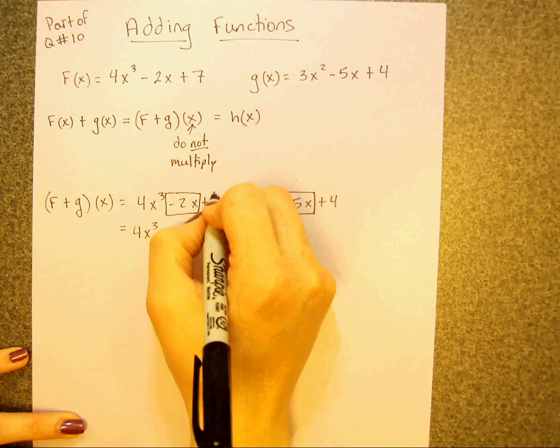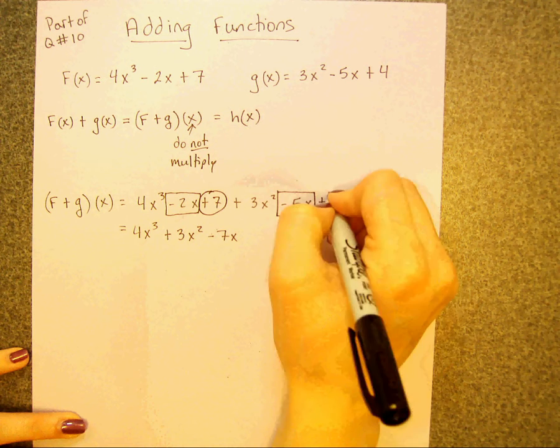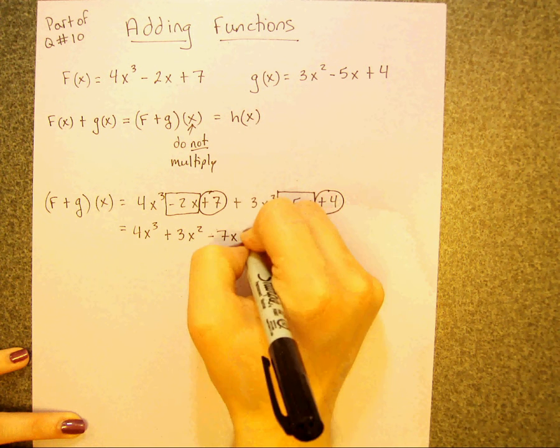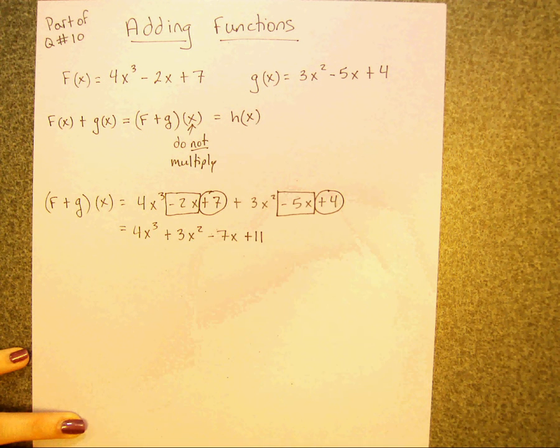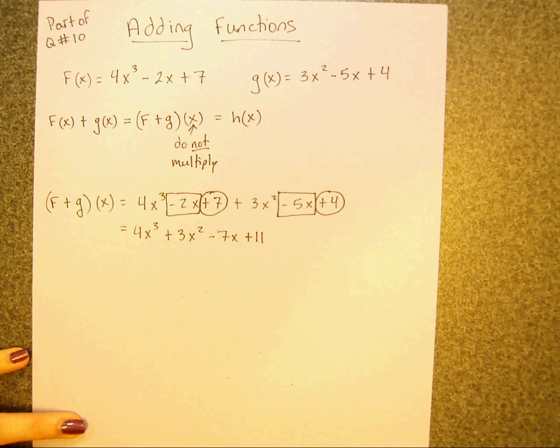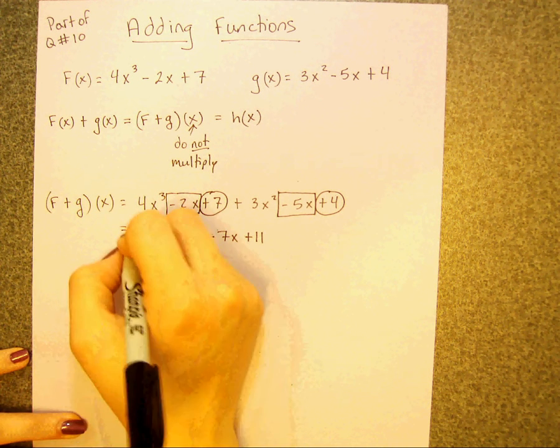And last, my plain numbers. I have a positive 7. I have a positive 4. That gives me a positive 11. And now I've added my two functions together. That's it.